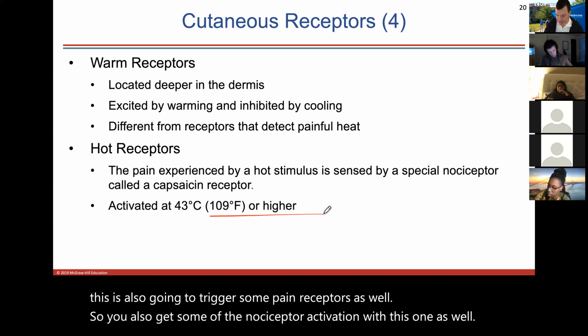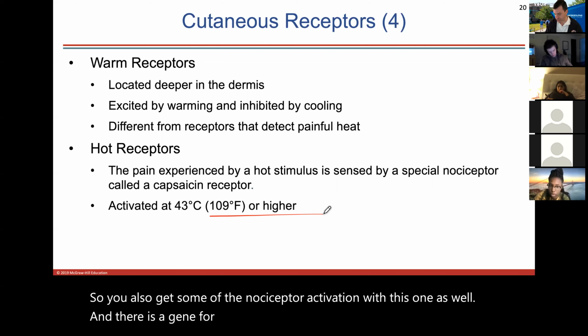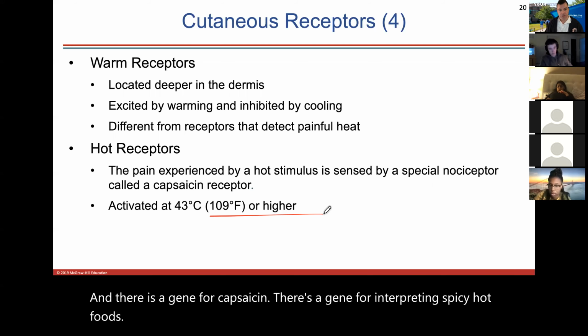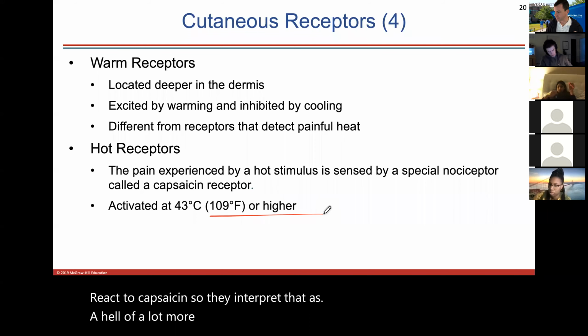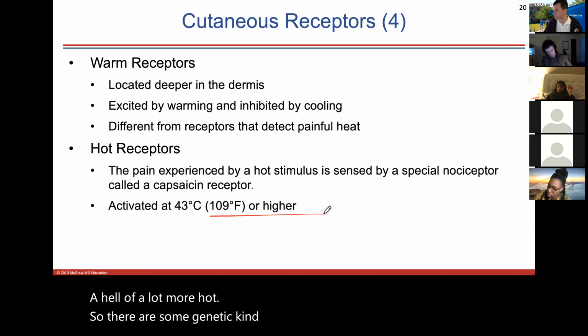And there is a gene for capsaicin. There's a gene for interpreting spicy hot foods. Some people have an overactive ability to react to capsaicin, so they interpret that as a hell of a lot more hot. So there are some genetic markers in this world when it comes to how we perceive stuff that's hot.